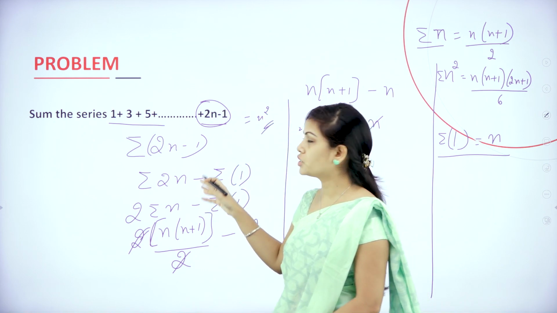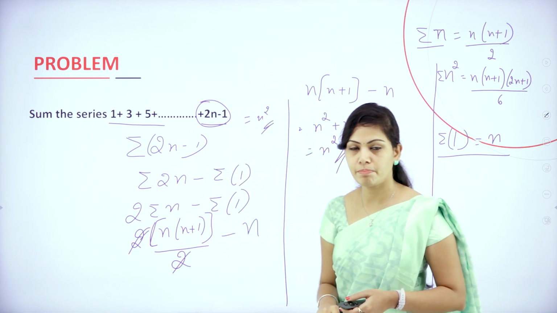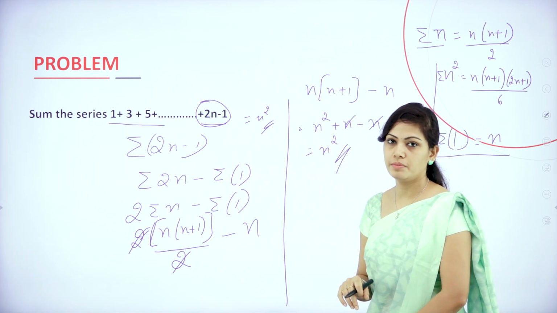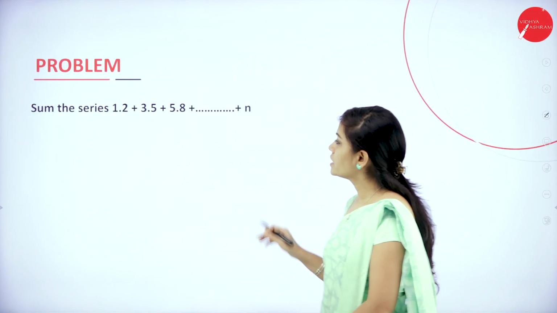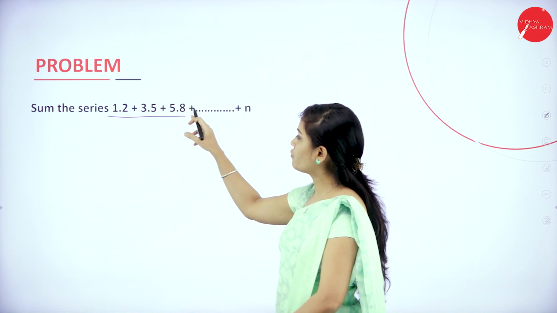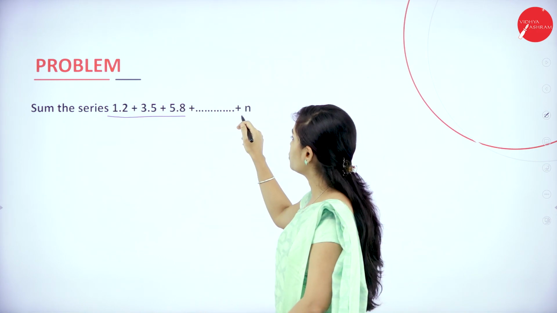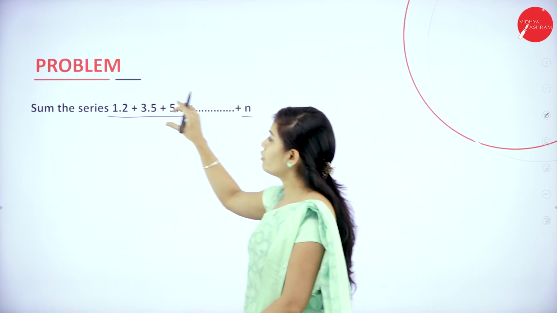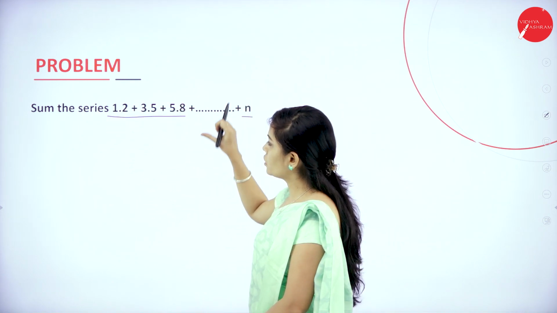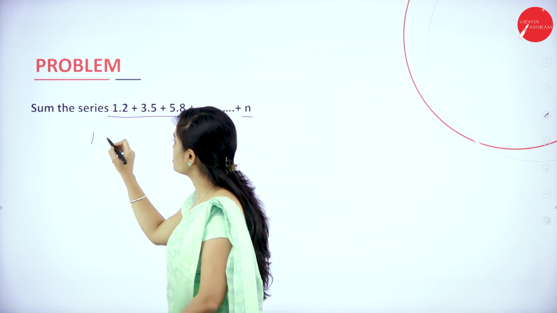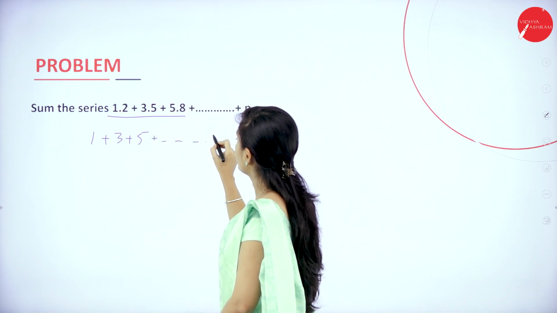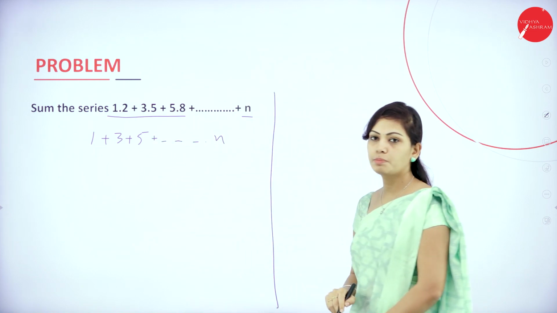By using summation, we can simplify the proof. Clear? So this is the simplification of summation. And the next problem, sum the series 1.2 plus 3.5 plus 5.8 plus up to n terms. Here you have a fraction part, right? 1.2, 3.5, 5.8. So now I'll separate the fractions. So 1 plus 3 plus 5 plus up to n. This is the first part.